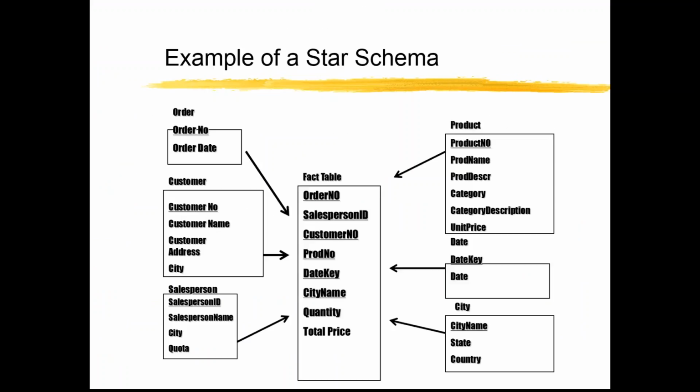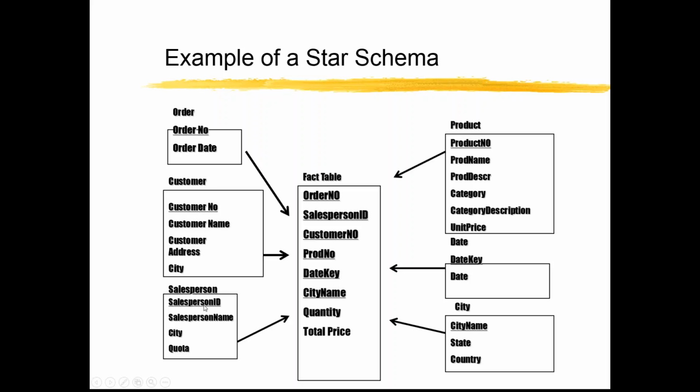See here, this is a star schema. The center one is the fact table, and all these surroundings are dimension tables. So this is the order number. This order number is the primary key.